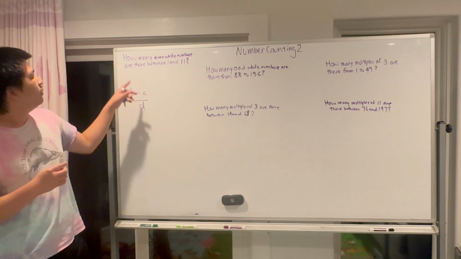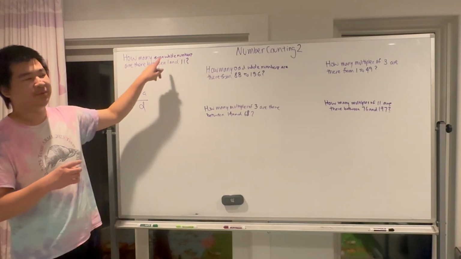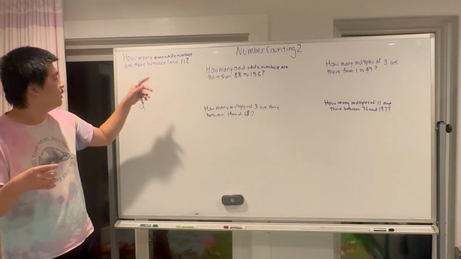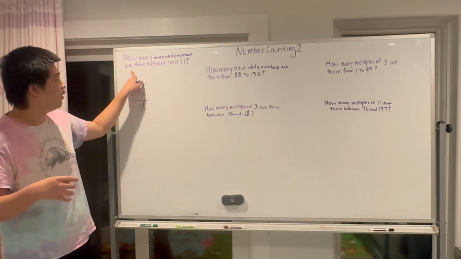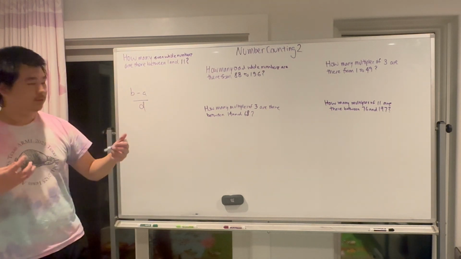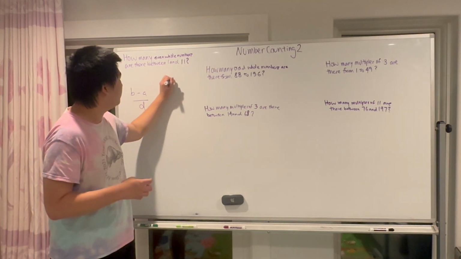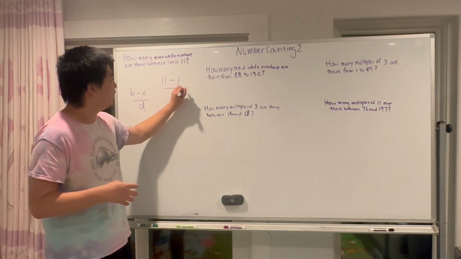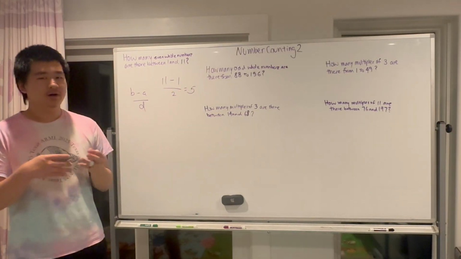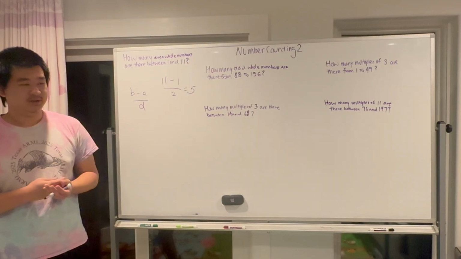For example, even whole numbers can be translated to multiples of 2. So how many multiples of 2 are there between 1 and 11? What we would do is simply say it's 11 minus 1 over 2, and we'd get the answer of 5. So a slightly simplified formula, as you can see.